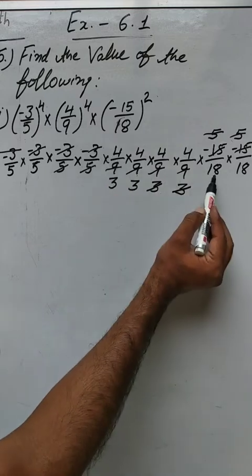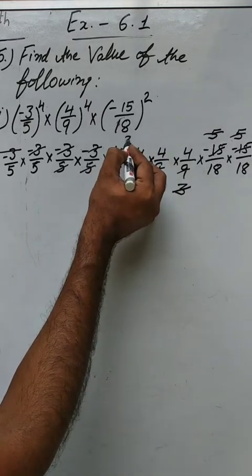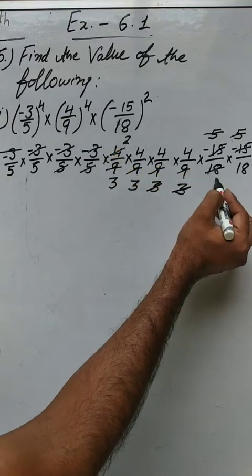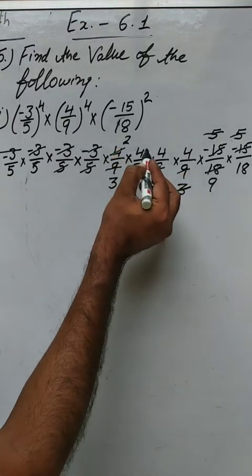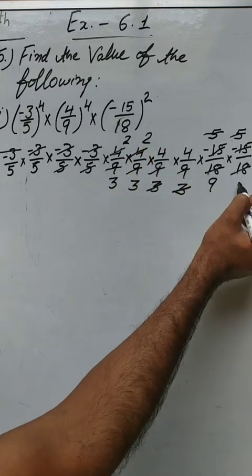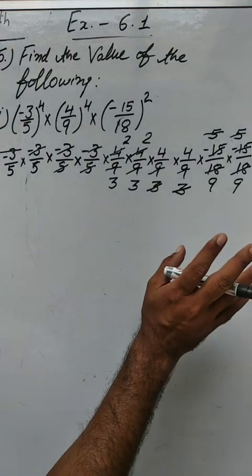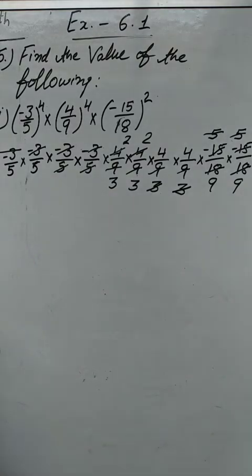Look, 4 and 18 both are in the table of 2. 2 2s are 4. 2 9s are 18. Now all the common terms are cancelled. Whatever the pending terms are, you can write here.